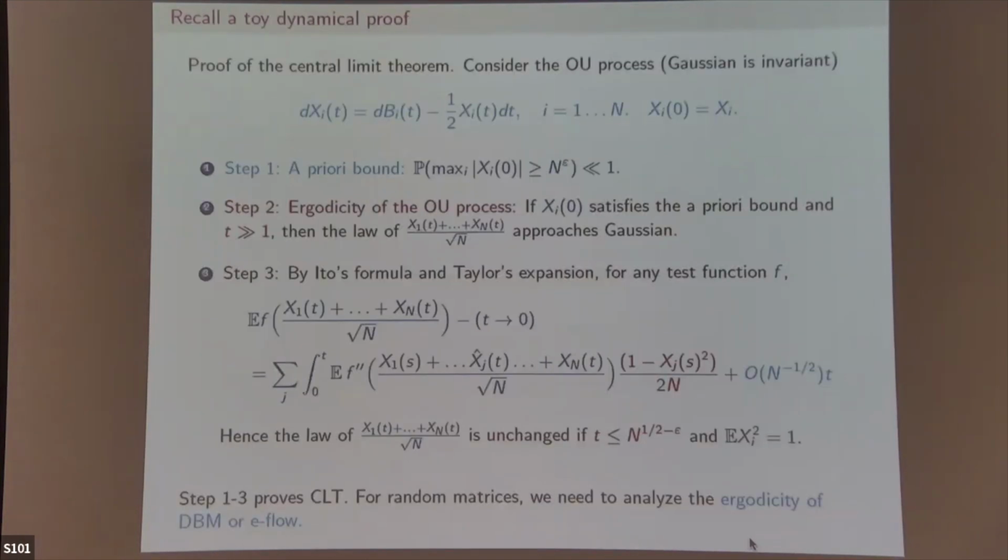And now I want to just repeat this slide because this was the one we did last time, and it was a bit confusing. So the idea was, if you want to prove the central limit theorem, you run an Ornstein-Uhlenbeck process. And the Ornstein-Uhlenbeck process leaves the Gaussian invariant. So the Gaussian is invariant.